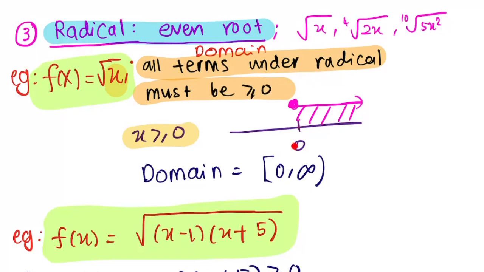Let's draw here for 0, you must include it, and all positive numbers. Why must you take non-negative numbers? Because you cannot have a negative number inside your square root, or else it will be a complex number. So we are being very careful with even roots. Everything inside the radical must be more than or equal to 0. So the answer, the domain, is from 0 included until infinity.